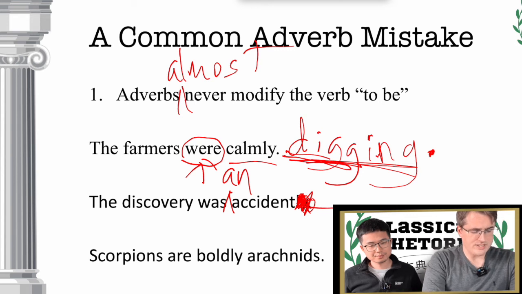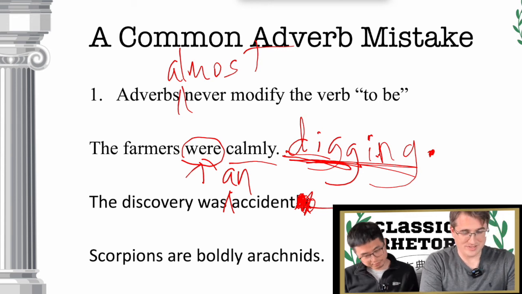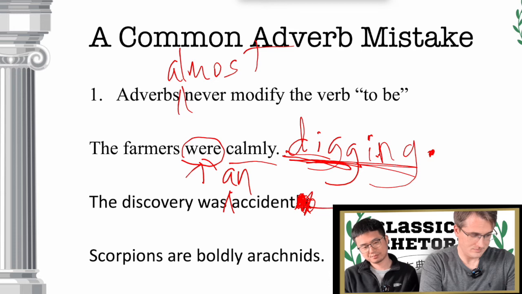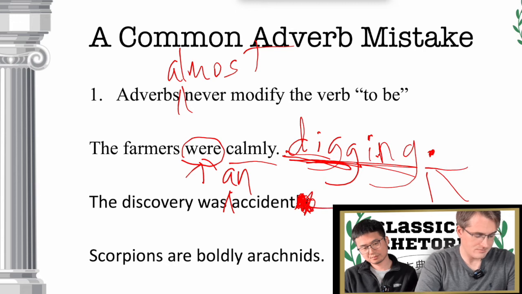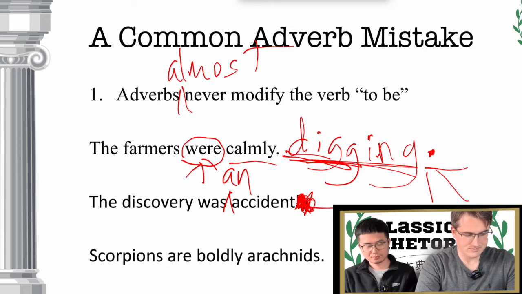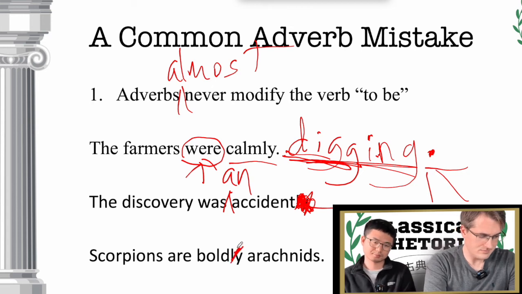Scorpions are boldly arachnids. Chris, do you know how to fix it? Like a word after boldly. You could do that. You could add a verb, or you could take away the ly. Oh, so just take away the ly is the easiest way. Yeah. Scorpions are bold arachnids.